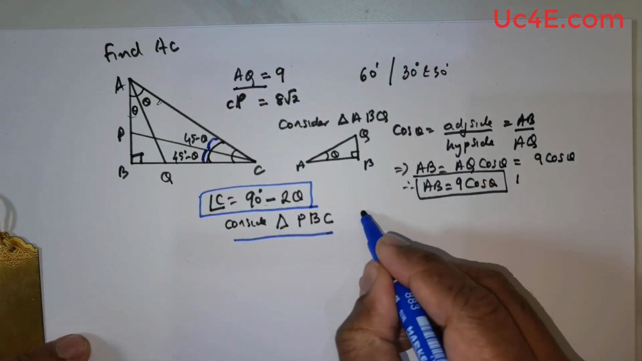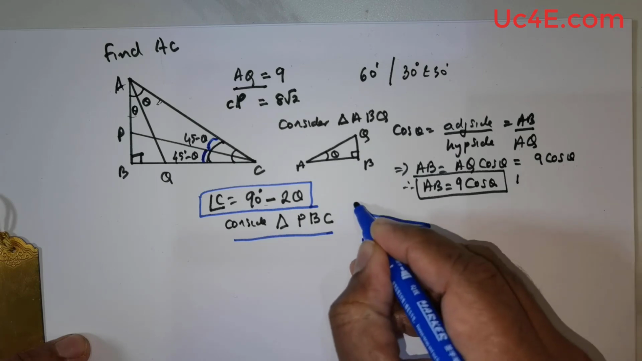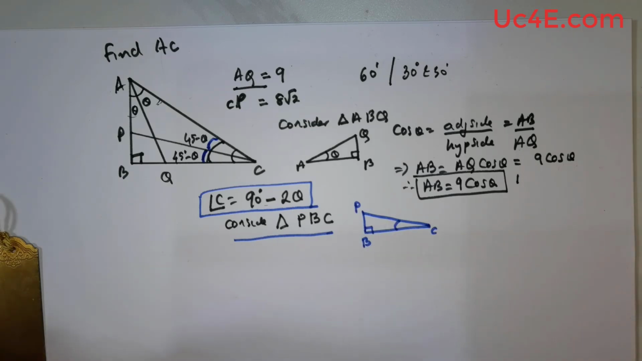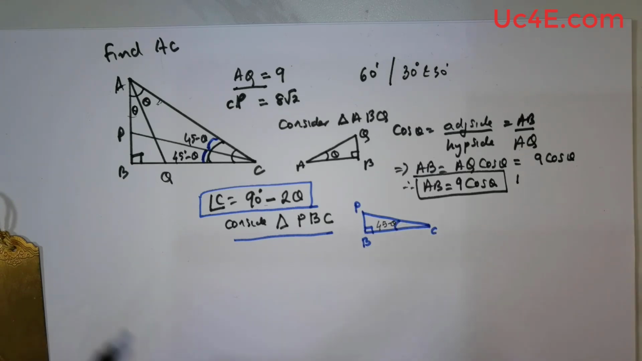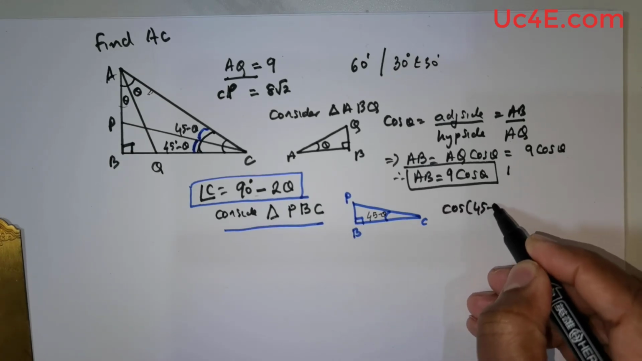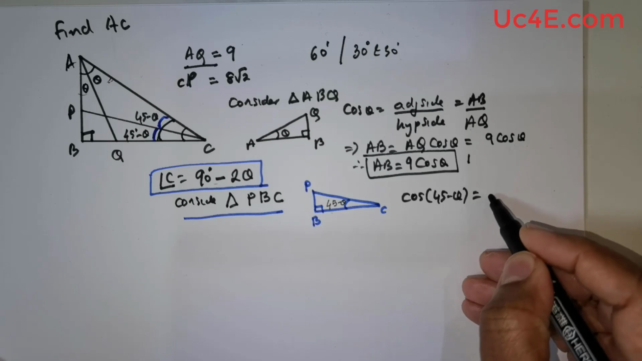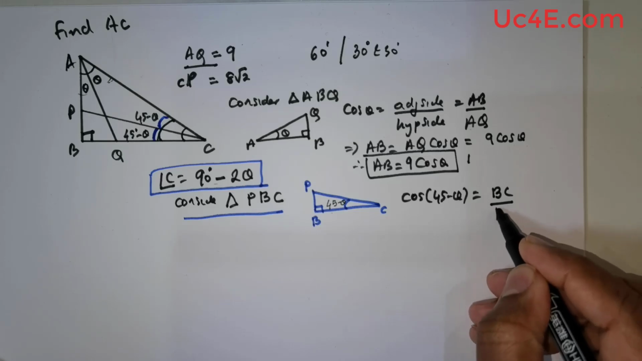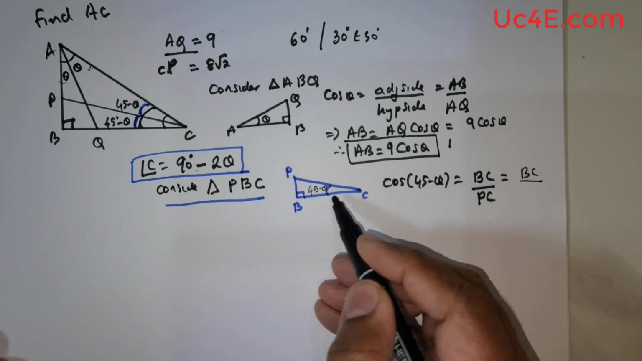Now what we can do is we can again consider this triangle and apply the law of cosine. So let me do that. So this is going to be 90 degrees, B, P and C. This is going to be 45 minus theta. So the ratio involving cos is going to be cos of 45 minus theta equals the adjacent side, which is BC, and the hypotenuse is PC. So this would mean BC divided by PC or CP.